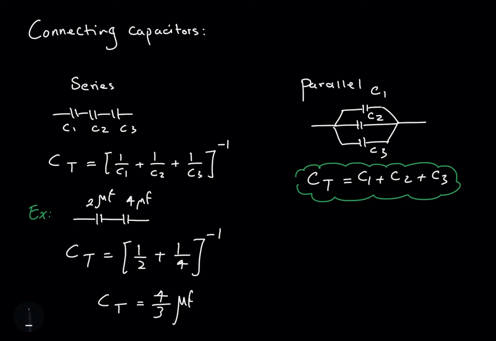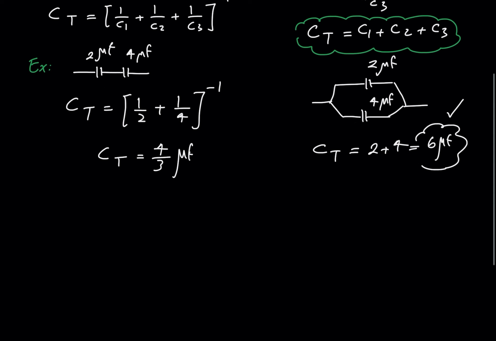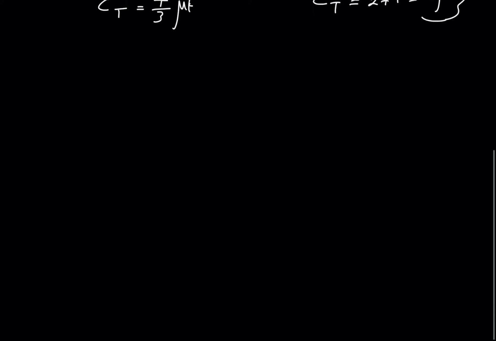Now let's say we had the same exact 2 capacitors, but this time they were connected in a parallel configuration. It would look something like this. So you would have a 2 microfarad capacitor here and the 4 microfarad capacitor here. The total capacitance is simply going to be 2 plus 4, and that's just 6 microfarads. Done and dusted. Now, let's go ahead and take a look at some more difficult examples to get a better understanding of how we can find the equivalent capacitance.